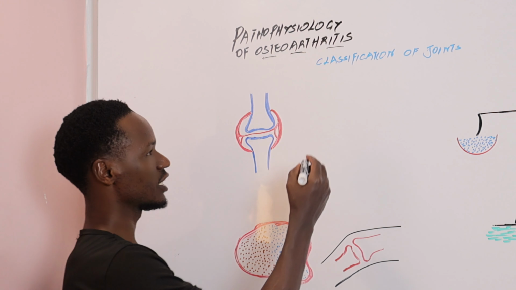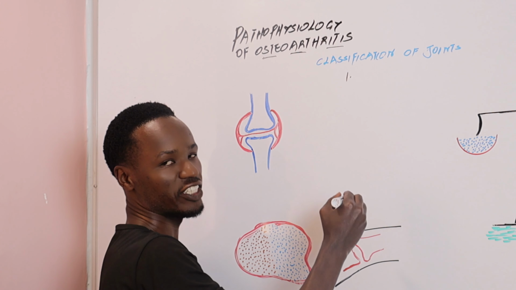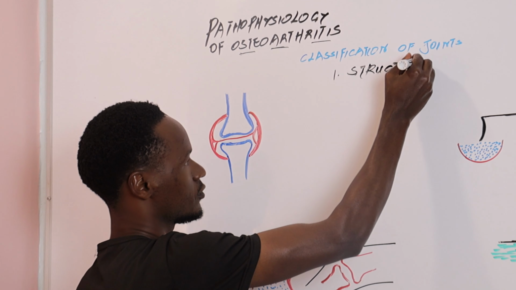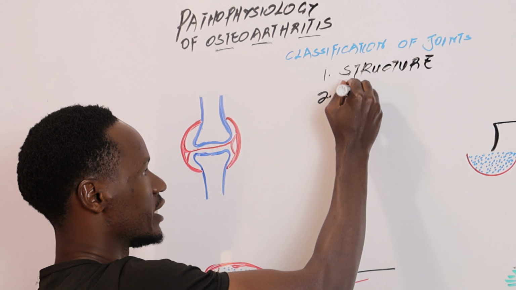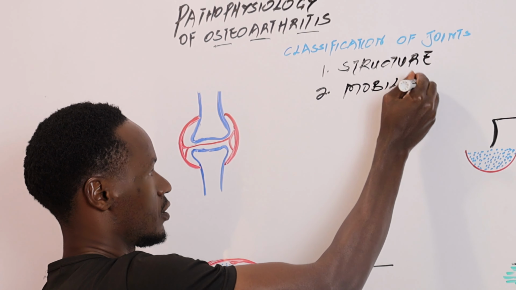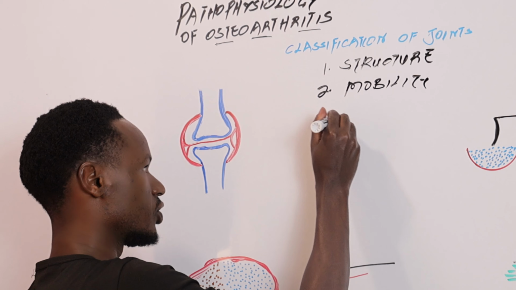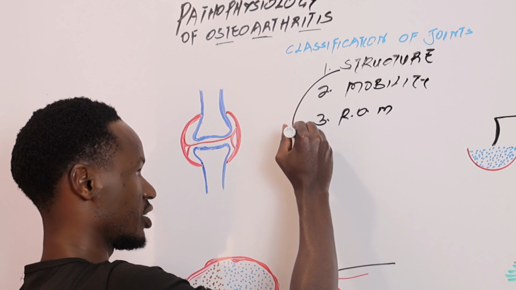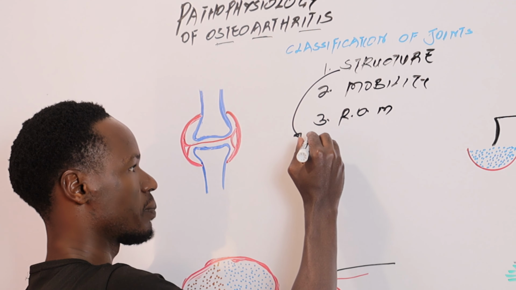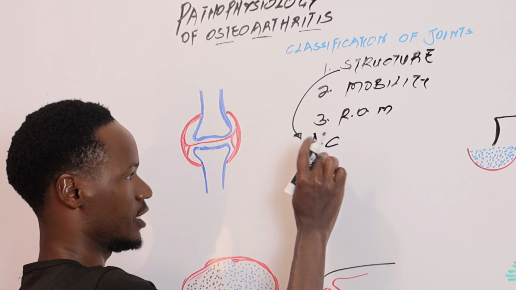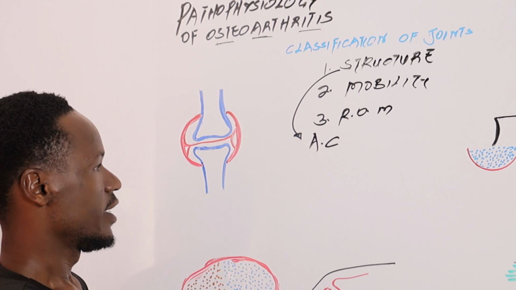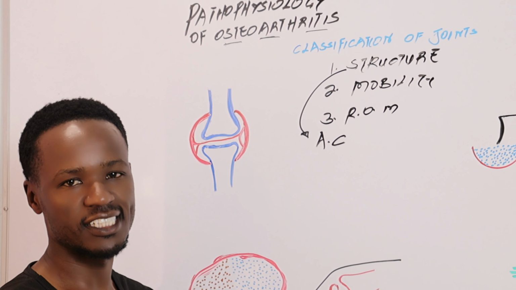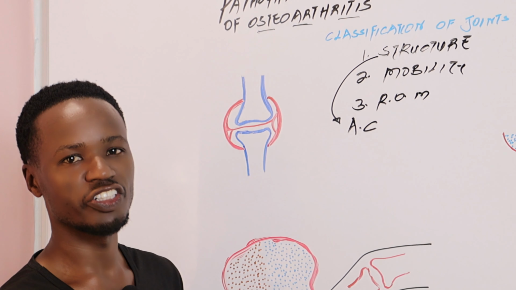osteoarthritis. Because in classification of joints, we say that joints get classified according to their structure, according to the mobility, and according to their range of motion. And when we talk about structure, that is where now we talk about the articular cartilage. Let us call it AC. And when we talk about joints with articular cartilage, we are talking about synovial joints.